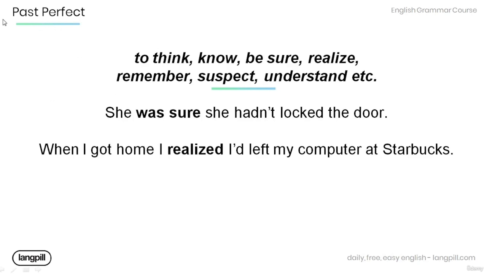Now we can use the past perfect with phrases such as to think, know, be sure, realize, remember, suspect, understand, etc. Have a look at the examples below. She was sure she hadn't locked the door. When I got home, I realized I'd left my computer at Starbucks.